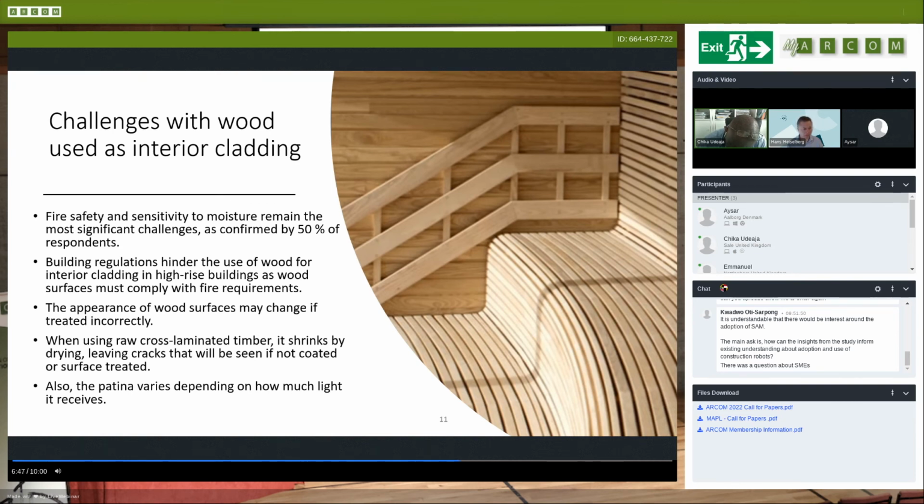And when using raw cross-laminated timber, it shrinks by drying, leaving cracks that will be seen if not coated or treated. Also, the patina varies depending on how much light it receives.